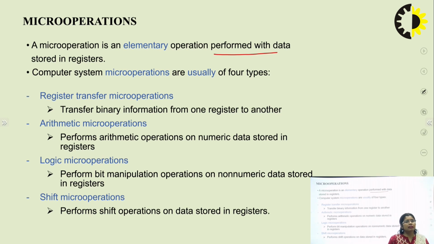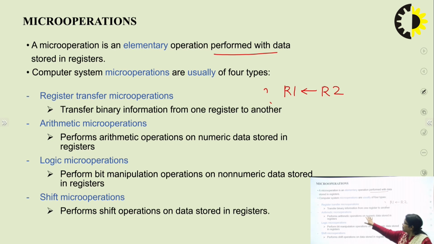The first one is the register transfer micro operation. Suppose there is an R1 and you are transferring some data from R2 to R1, then it is called a register transfer operation. The content of the R2 register is transferred into R1. And the next one is the arithmetic micro operation.